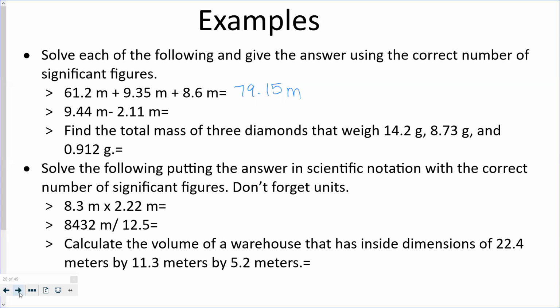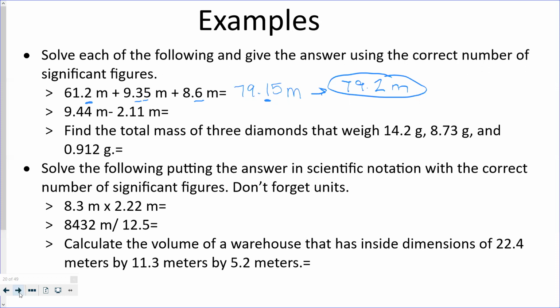So 61.2 has 1 decimal point, 9.35 has 2 decimal points, and 8.6 has 1 decimal point. So our least number of decimal points is 1 decimal point, that 10th place. So our answer, we want to round to the 10th place. So that is going to change to 79.2 meters. That would be our correct answer to the correct number of significant figures.